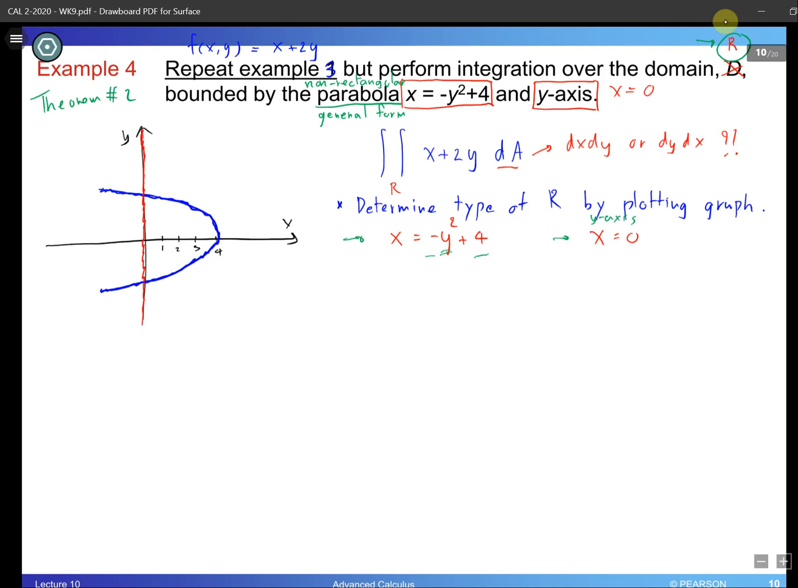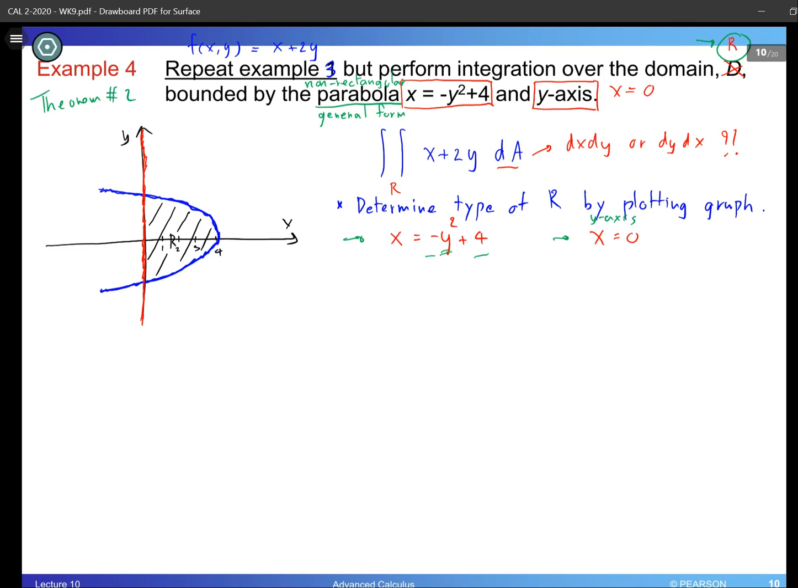Alright. Now that we have these two curves, we can see the region that is trapped between them, and that is this region. It's going to be the integration domain for this example, R. Looking at these two curves and this region, the first thing we need to do is determine the type.